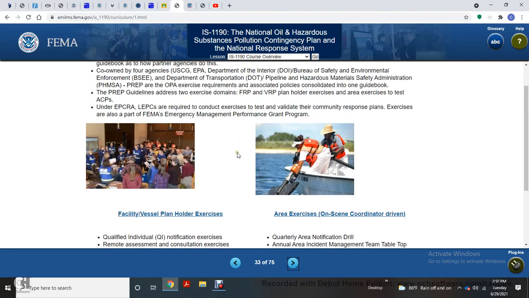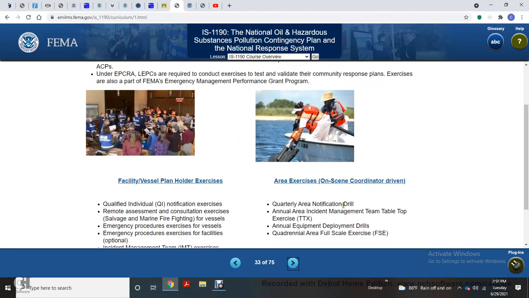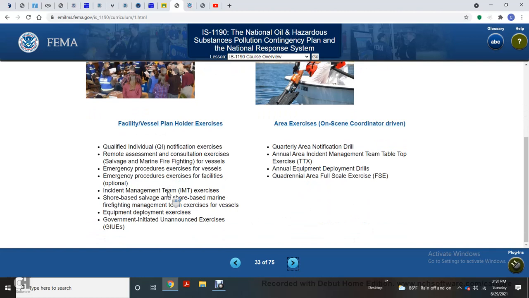Alright, starting with the area exercises: the Federal On-Scene Coordinator, quarterly area notification drill, annual area incident management team tabletop exercise, annual equipment deployment drills, and quadrennial area full-scale exercises. Facility or vessel holder exercises include the qualified individual notification exercise, remote assessment consultant exercise, salvage and marine firefighting for vessels, emergency procedures exercising for vessels and facilities, optional incident management team exercises, shore-based salvage and shore-based marine firefighting management team exercises, vessel equipment deployment exercise, and government-initiated unannounced exercises.